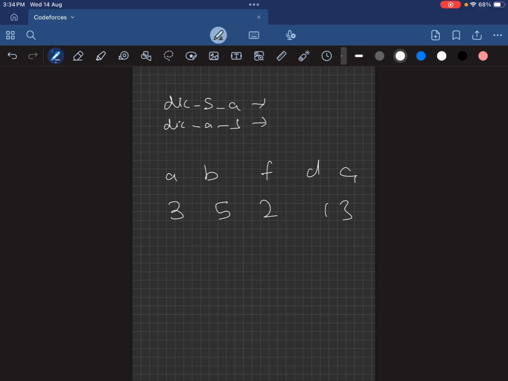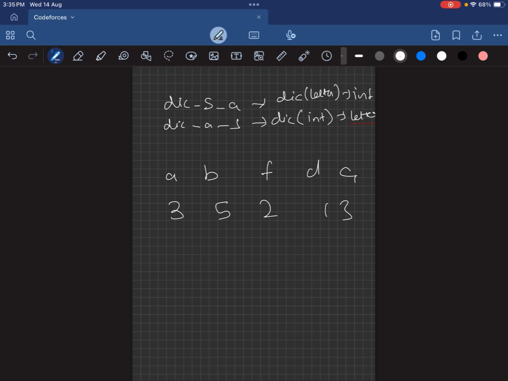In this dictionary, S2A, our key will be a letter, and our value will be an integer. And the other way around, in the other dictionary, our key will be an integer and the value will be a letter. So this is what we are going to do in this question.